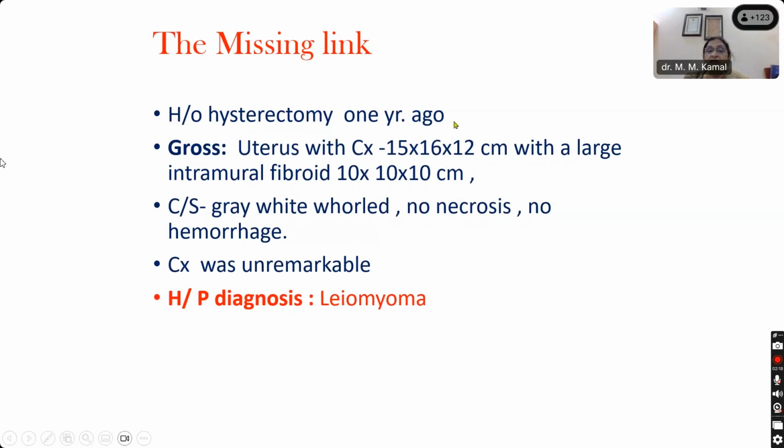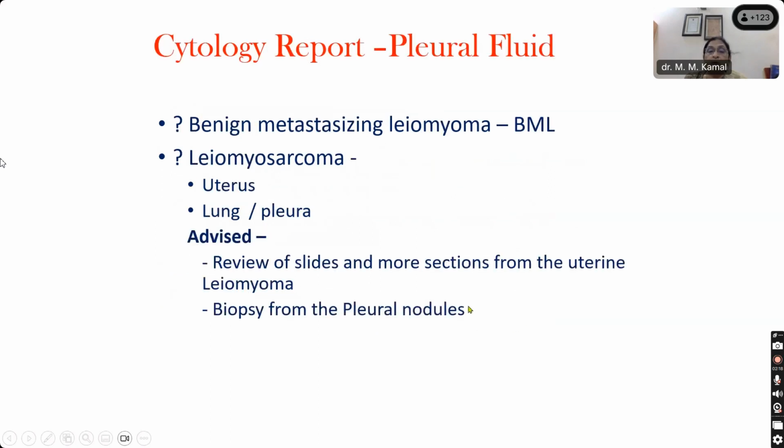She gave us the history of hysterectomy one year ago, and then we asked for her blocks from the uterus and the cervix. We even got the description of the gross pictures: there was a gray-white whorled mass in the uterus with no necrosis, no hemorrhage, and the cervix was unremarkable. The histopathologic diagnosis given by one of the practicing pathologists was leiomyoma.